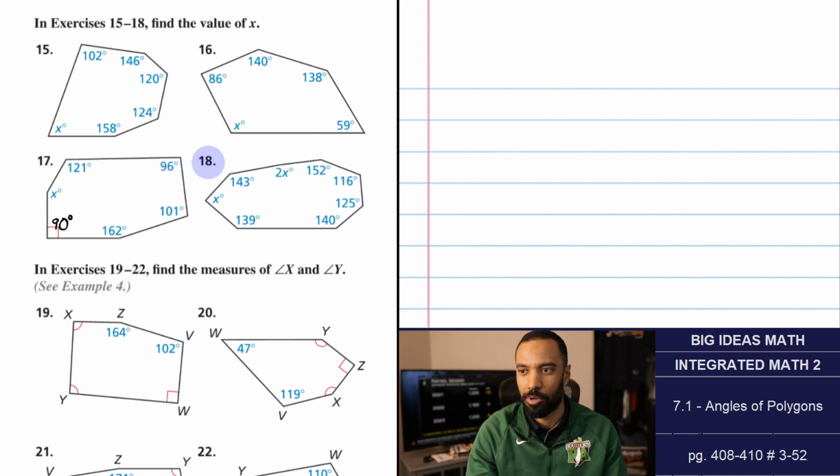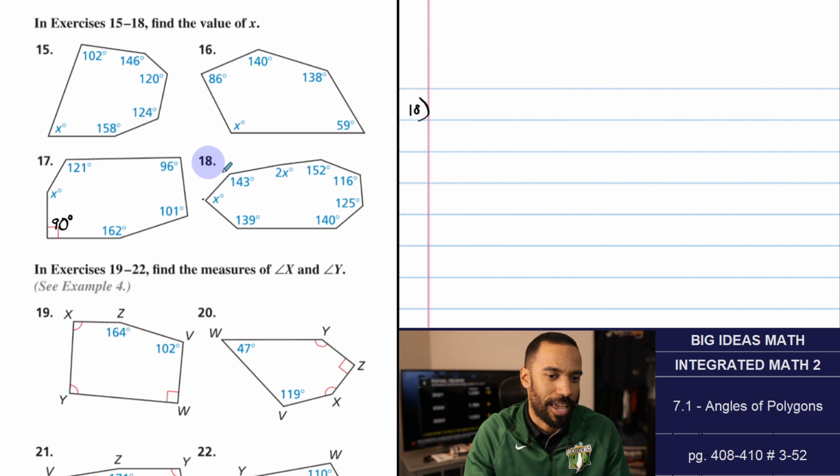More angles and multiple x's. How many sides? Sometimes I mess up with the number of sides. Let's count angles. 1, 2. I guess that's an angle. 3, 4, 5, 6, 7, 8. It's an octagon. I don't know if we did the octagon. We might have. I think it was 1080.